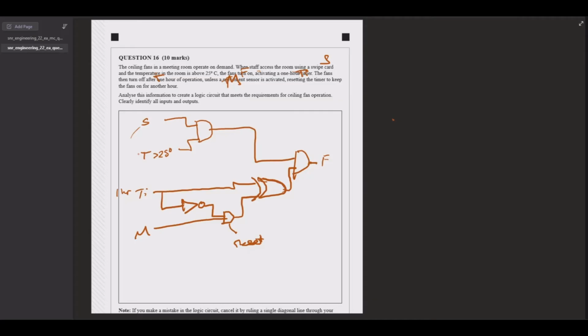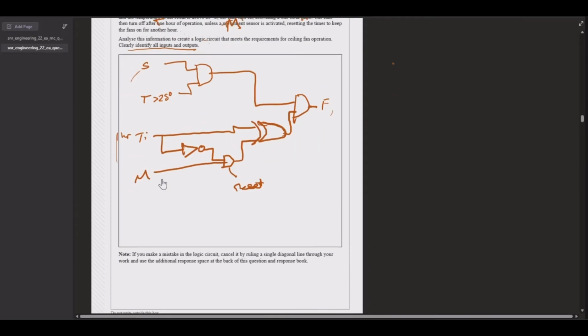And what else do they ask? Clearly identify all inputs and outputs. We've done that. I believe that's it. So the points here: clearly identified swipe card input. What they've done is they've said yes equals 1, but I feel like you should assume these values here, because that's very self-explanatory. So I'm going to give myself the marks for this one, but in your exam you should definitely give those conditions under there. If they don't give them to you already, make sure you put those conditions in.